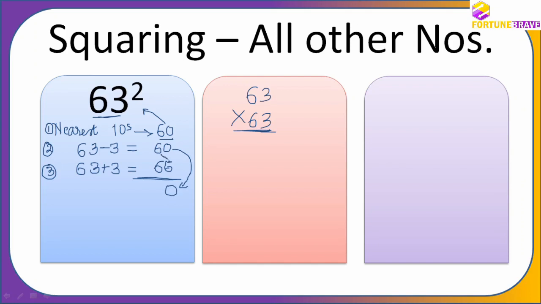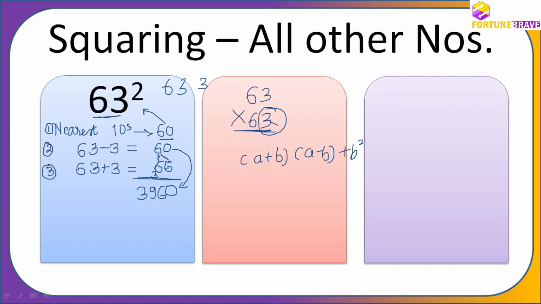Now we are going to multiply this. 6 into 6 is how much? 36. And again 6 into 6 is how much? 36 plus 3 is 39. This is only what we have done: (a plus b) into (a minus b) plus b square. What is b here? b is 3 here. Right? So we are doing it as 63 and 3, 63 square and 3 square.